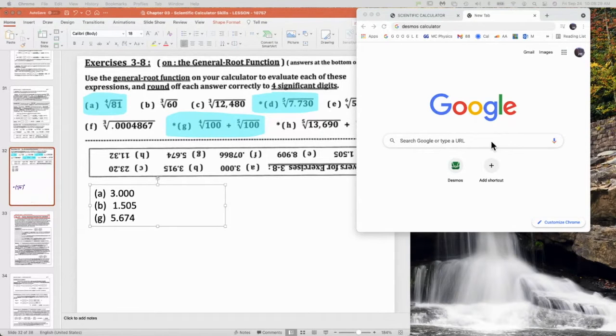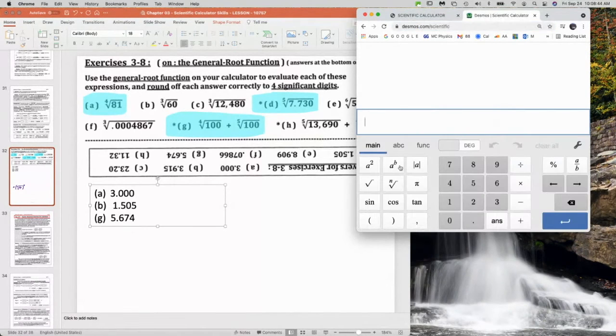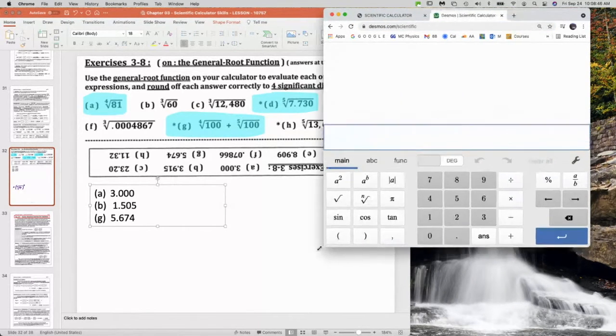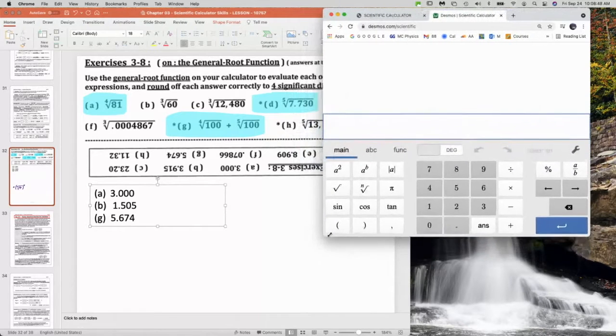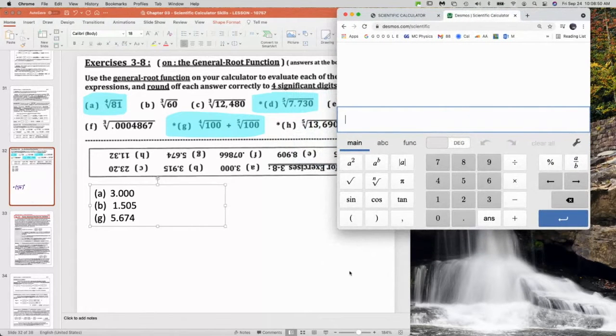Okay. So if you don't have a nice calculator, if it can load, this one is a really good one. For A, you got 36.